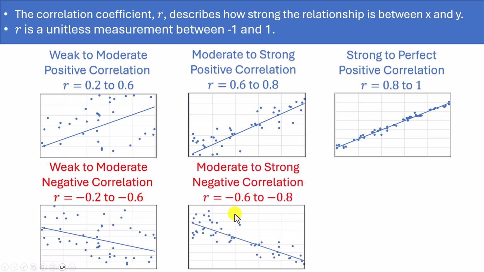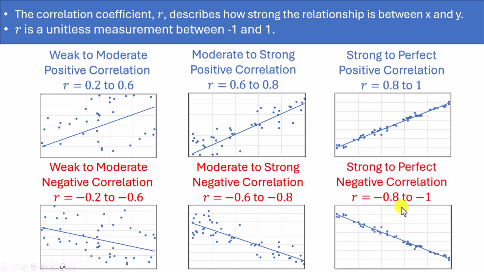And as we get closer and closer now to not +1, but -1, we'll be approaching the stronger negative correlations. So -0.6 to -0.8 might be moderate to strong negative correlation, and -0.8 to -1 would be a strong to perfect negative correlation. So basically, the closer we are to either 1 or -1 is going to be representing a stronger relationship, or where the dots are going to be closer to the line.